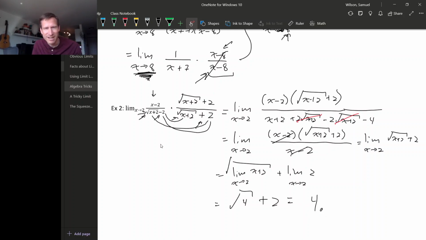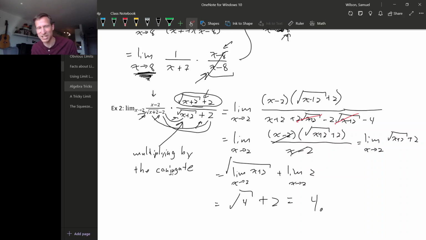All right, so this algebra trick here is called multiplying by the conjugate. And if you get a 0 over 0 situation that has a square root in it like this, often multiplying by the conjugate will let you make progress. The conjugate, this process of flipping the sign in the middle, that's called conjugation. So that's why this is called a conjugate.